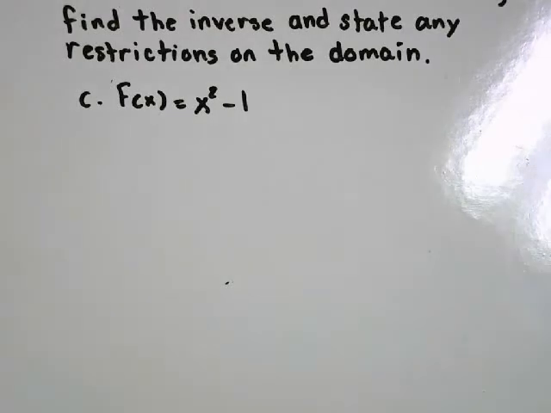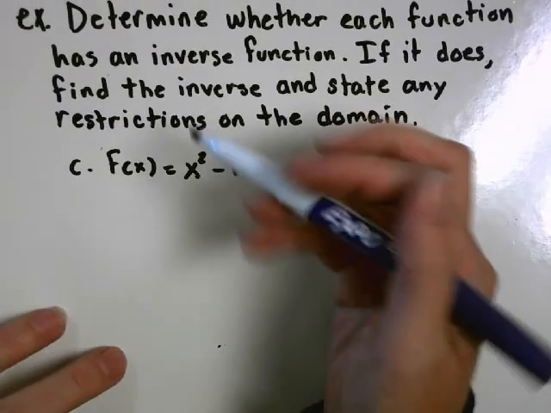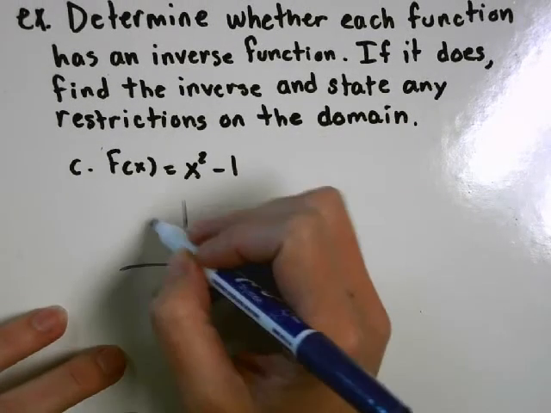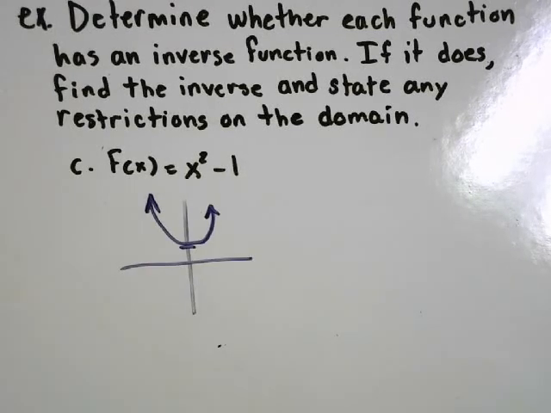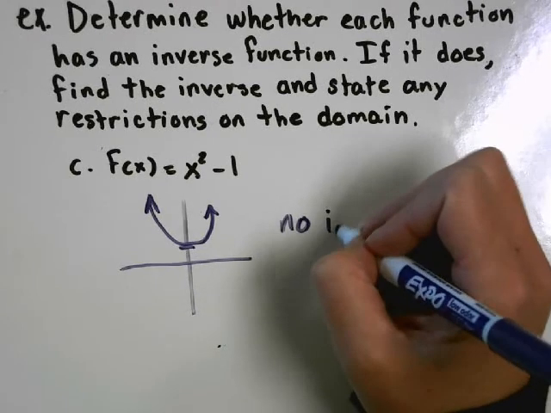This last one, x squared minus 1, so same directions. If I were to graph that, just do a quick sketch, it's going to be a parabola like that, which does not pass the horizontal line test, so this does not have an inverse function.